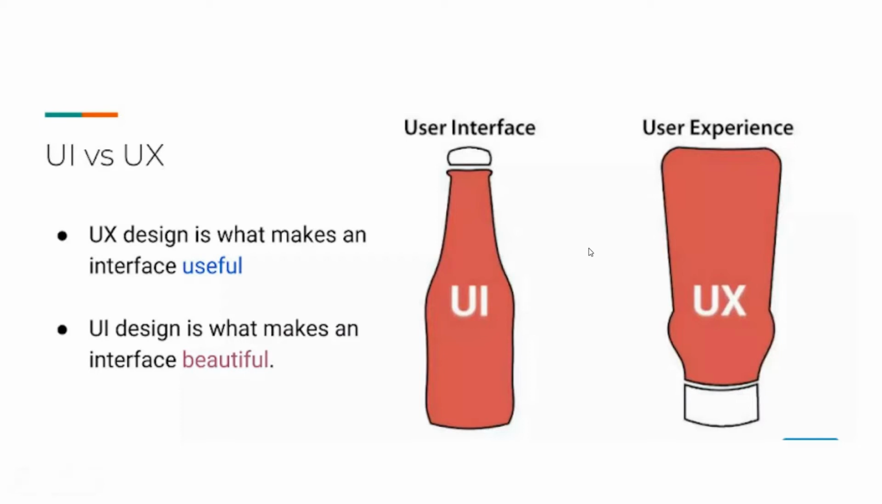Now, in this diagram, you see this UI here and this UX here. I just want to explain this. You see this is like a ketchup bottle. Normally a ketchup bottle like this, you cannot easily squeeze it. Let's assume you use this ketchup until the remaining is one quarter, and you are trying to bring the ketchup out.